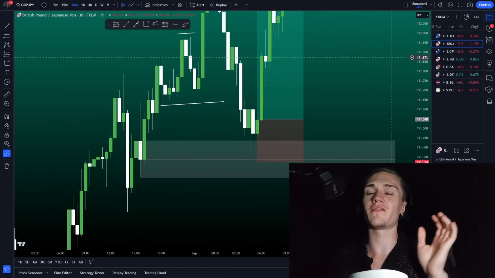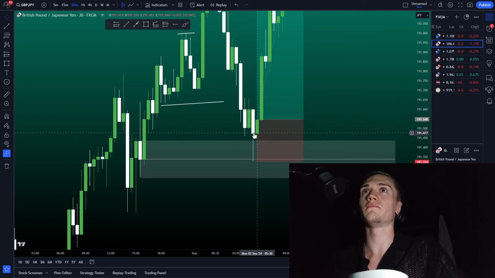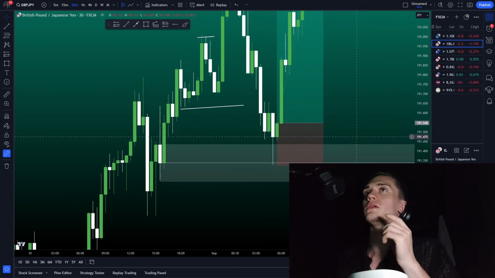So I'm also going to talk about flip entries in this video. This would not have been a valid flip entry, simply because we are so close to zone. When I get an example of that, that will be a lot more clear.